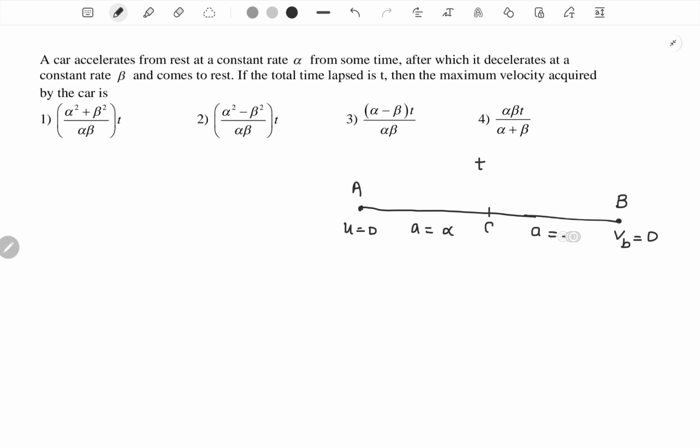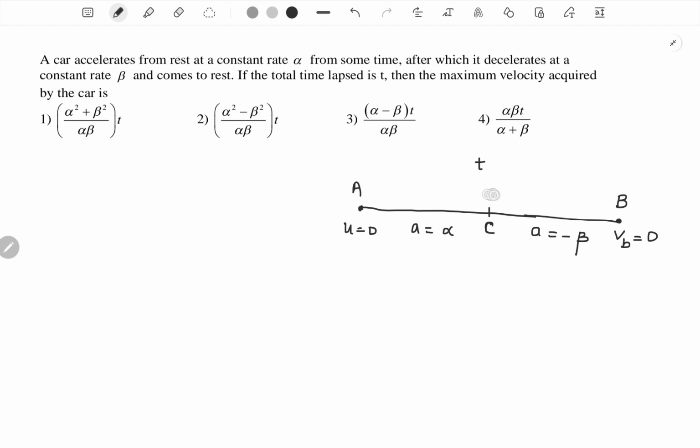Since it's deceleration, I would consider it as negative, because the body would be moving in the right direction, its acceleration would be in the opposite direction. That's why I have considered a negative acceleration. Now what is the maximum velocity? Clearly, when it went from A to C, it has acceleration, so velocity was increasing. Beyond C, the body has a deceleration, so the body would definitely slow down. As you can clearly observe, the velocity of the body is maximum at point C.